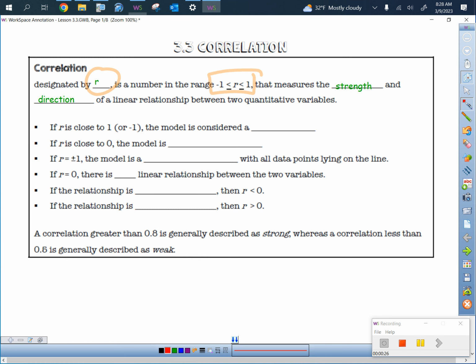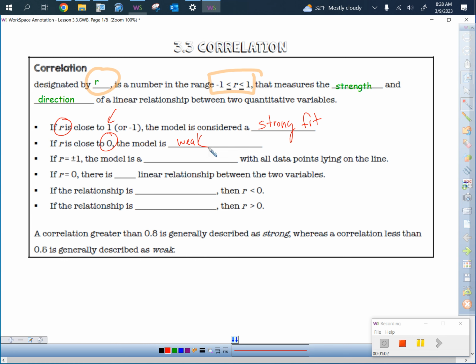What if that R value from what we saw was really, really close to 1 or -1? Would you consider that strong, weak, or moderate? That would be strong. So that would be a strong fit. If that number is close to 1 or -1, that would be a strong fit. What if that model is close to 0? I don't care if it's on the positive side or negative side. Strong, moderate, or weak? That's weak.